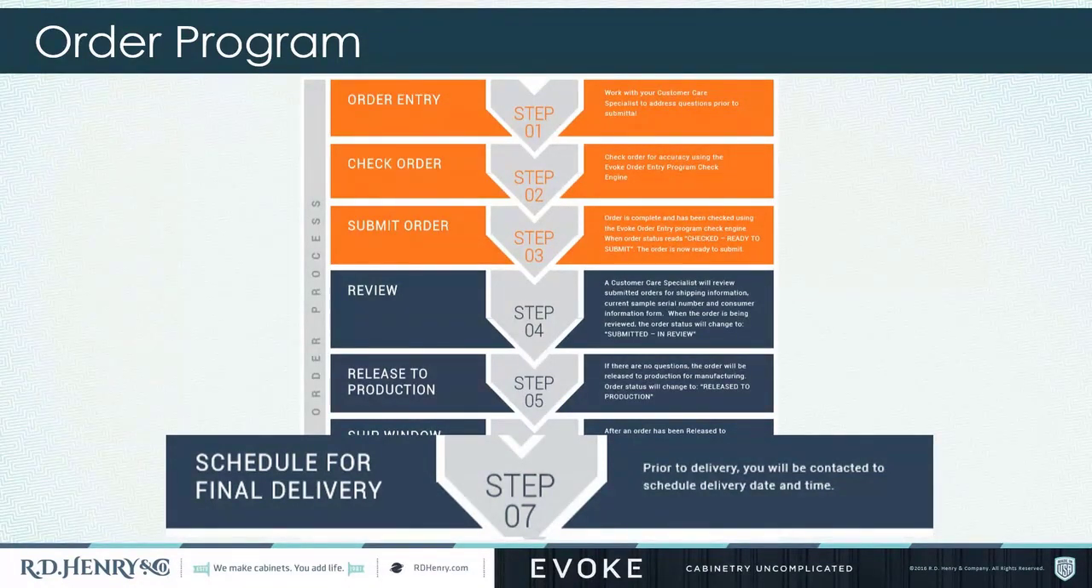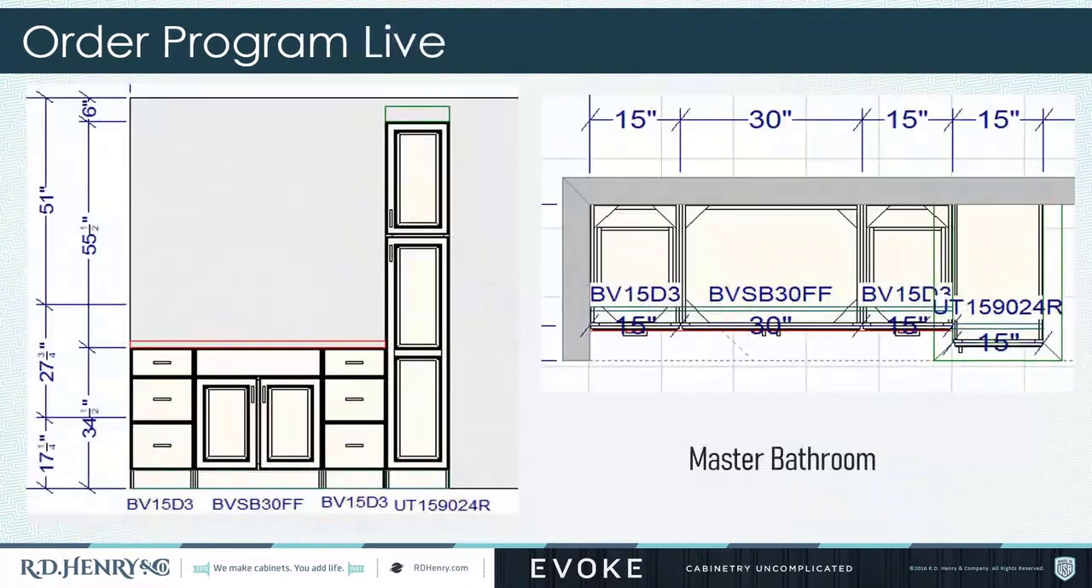So let's look at these steps, or at least step 1 through 3 in a live order. This is a small bathroom that I drew up in 2020. And I'm going to show you how to manually enter this order. And then I'll show you how to import from 2020 as well. So I'll show you both ways in the order program.